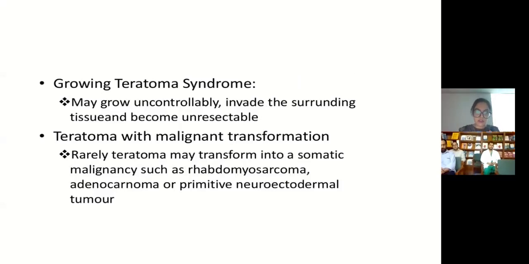So two types are growing teratoma syndrome, where the tumor may grow uncontrollably, invade the surrounding tissue, and is almost always unresectable. And teratoma with malignant transformation, as previously mentioned, where rarely a teratoma may transform into a somatic malignancy such as rhabdomyosarcoma, adenocarcinoma, or primitive neuroectodermal tumor.